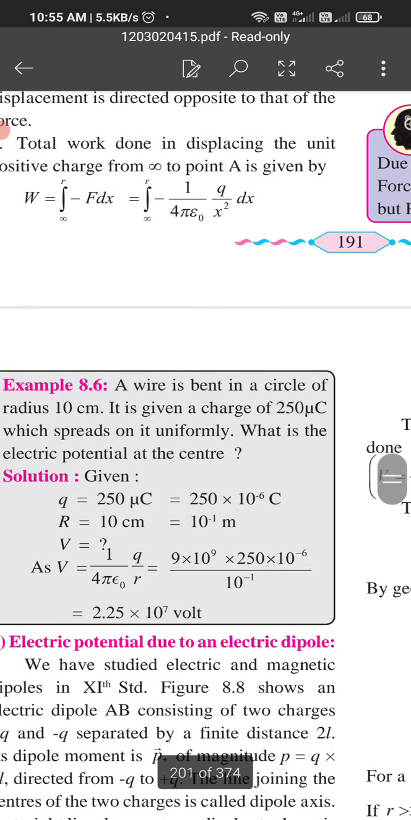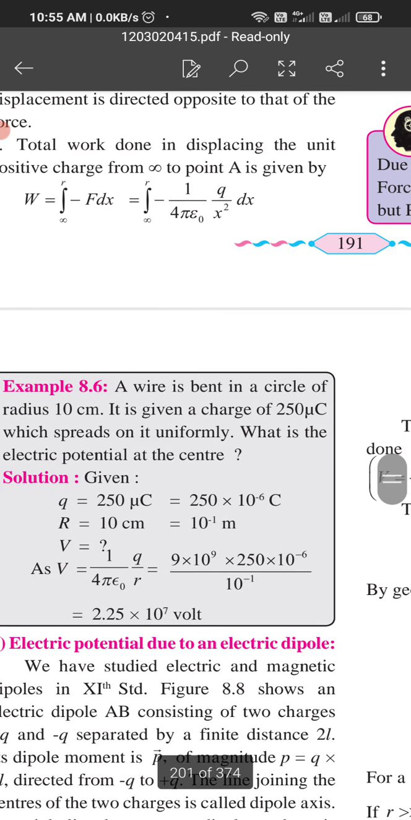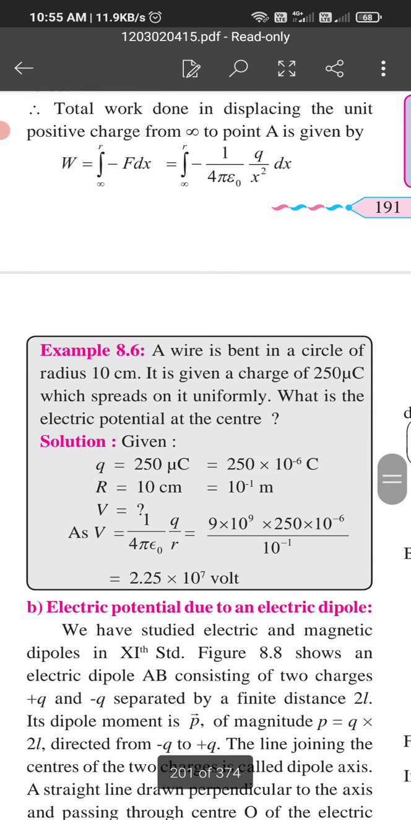So this much is for today. Tomorrow we will see the next point, that is electric potential due to an electric dipole.